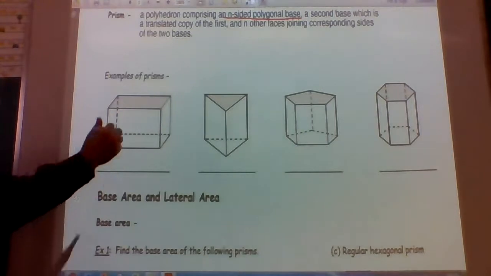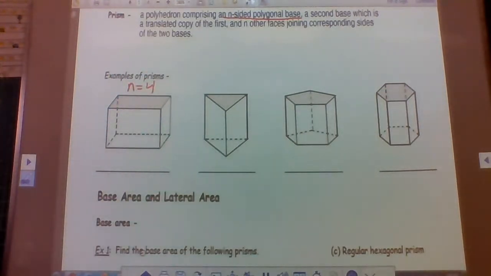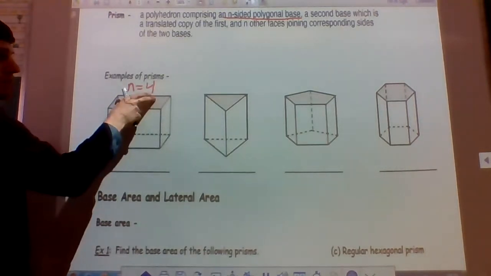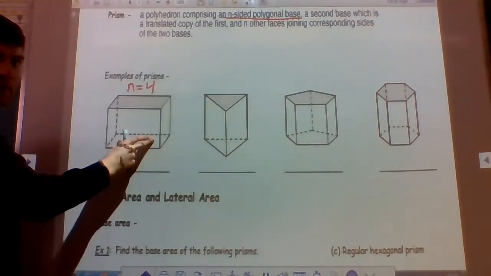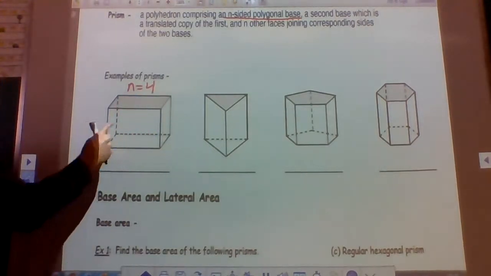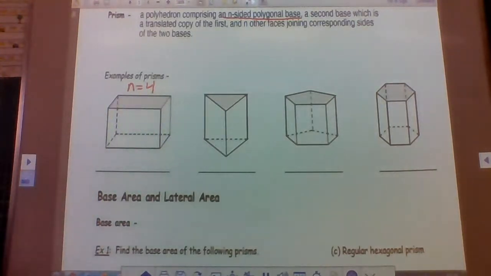So for example, here we have n equals 4 because it's a quadrilateral. It's a rectangle, so there's four sides. So we have a rectangle, a four-sided polygon, and a translated copy of that four-sided polygon on the bottom. Then we have a front and back, left and right. So there's four sides, four other faces, joining those two bases.